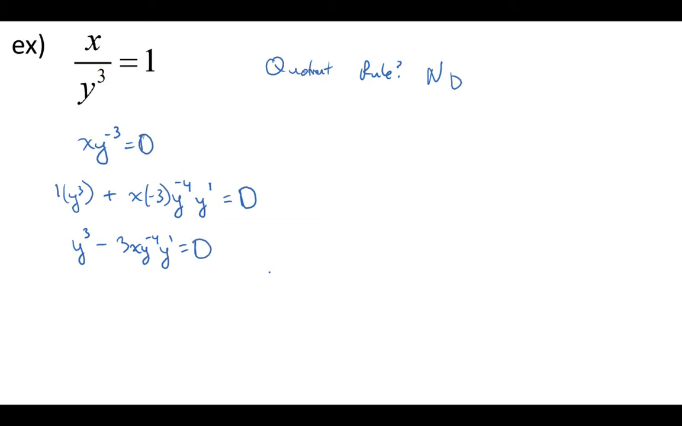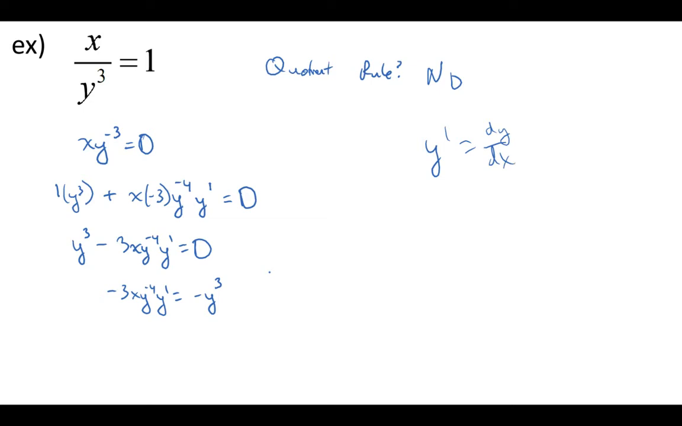All right, so we'll subtract the y cubed over. So we get negative 3x y to the negative fourth y prime equals negative y to the third. Another thing to be careful of, that y prime isn't y to the first power, it's y prime. It's different than y to the first power because we don't write the 1 up there for the y. Remember, this y prime is equivalent to saying dy dx. We just use y prime. It's kind of a shorthand notation.